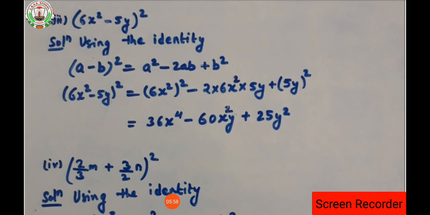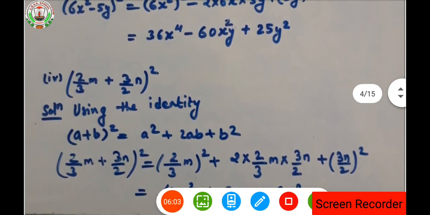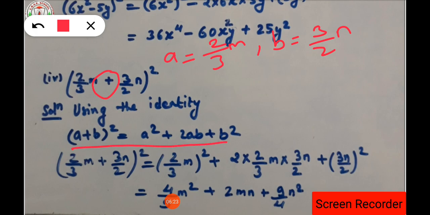Okay. Now, next fourth part. Fourth part we are going to see, because it is in the form of a fraction. So here what is the value of a we are having? 2 by 3m, isn't it? And what is the value of b we are having? That is 3 by 2n. Now since plus sign is present in between the two terms, which identity is going to be used? (a plus b) the whole square is equal to a square plus 2ab plus b square. This identity is going to be used. So let's use the identity and solve.